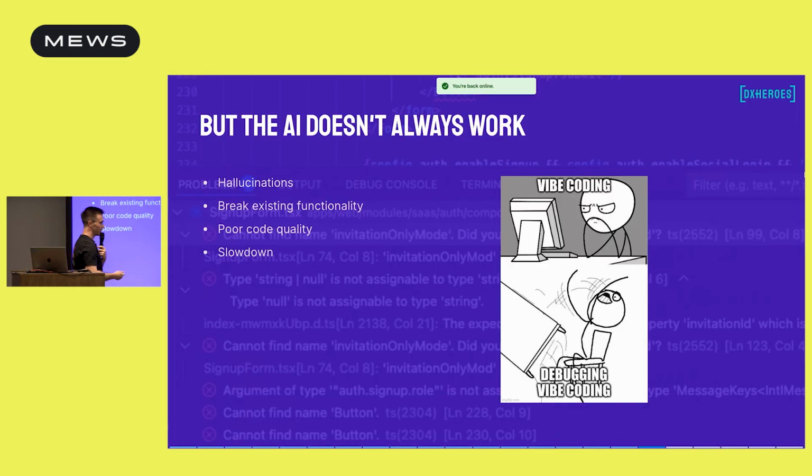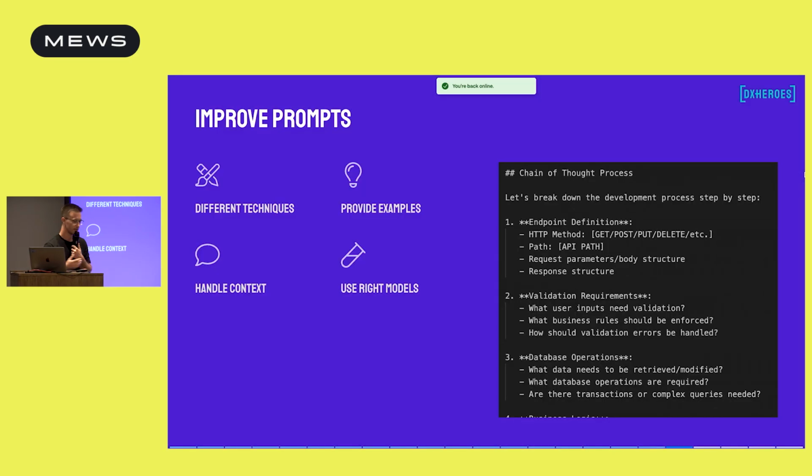But the AI doesn't always work. I guess a lot of you experience that it can hallucinate, it can break existing functionality, and the code quality can sometimes be quite poor. And you might even see a slowdown in the development, which I guess is not what you want when you use AI. So we have some tips about that. And the first one is quite simple, and that is to improve how you prompt.